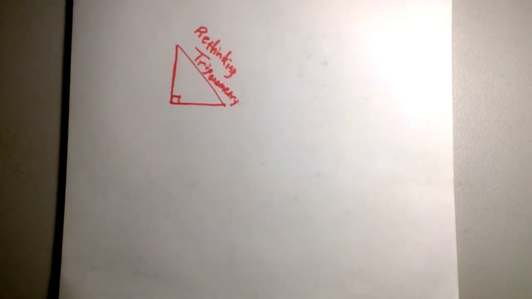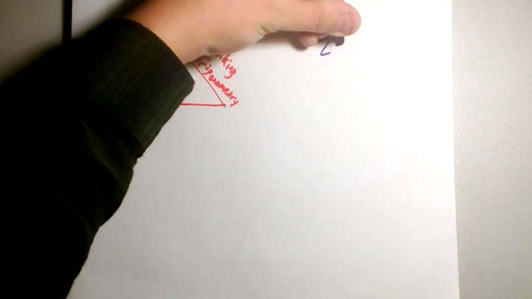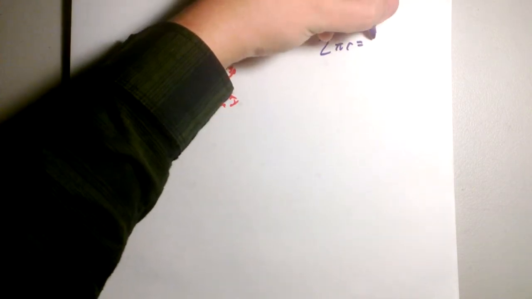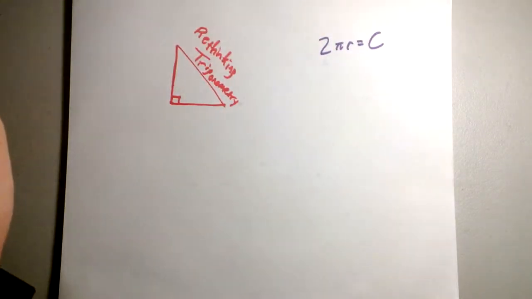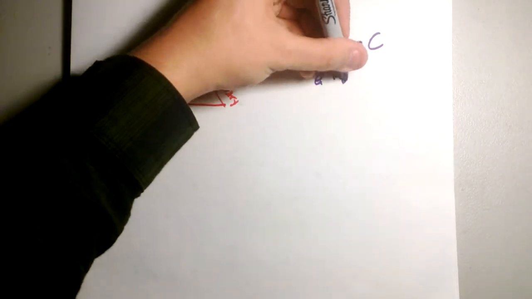Just to let you know, we will only need to know two formulas to start this video out. 2 pi r equals circumference, alright, of a circle. And the other one would be a squared plus b squared equals c squared.